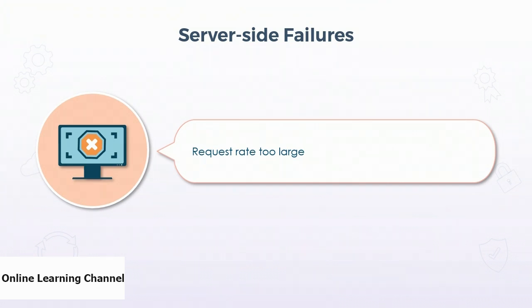When in test, it's a good idea to test with expected production request rates to see if they hit the threshold when you start to get request rate too large errors. This will let you know how you should configure production for your expected request rates.